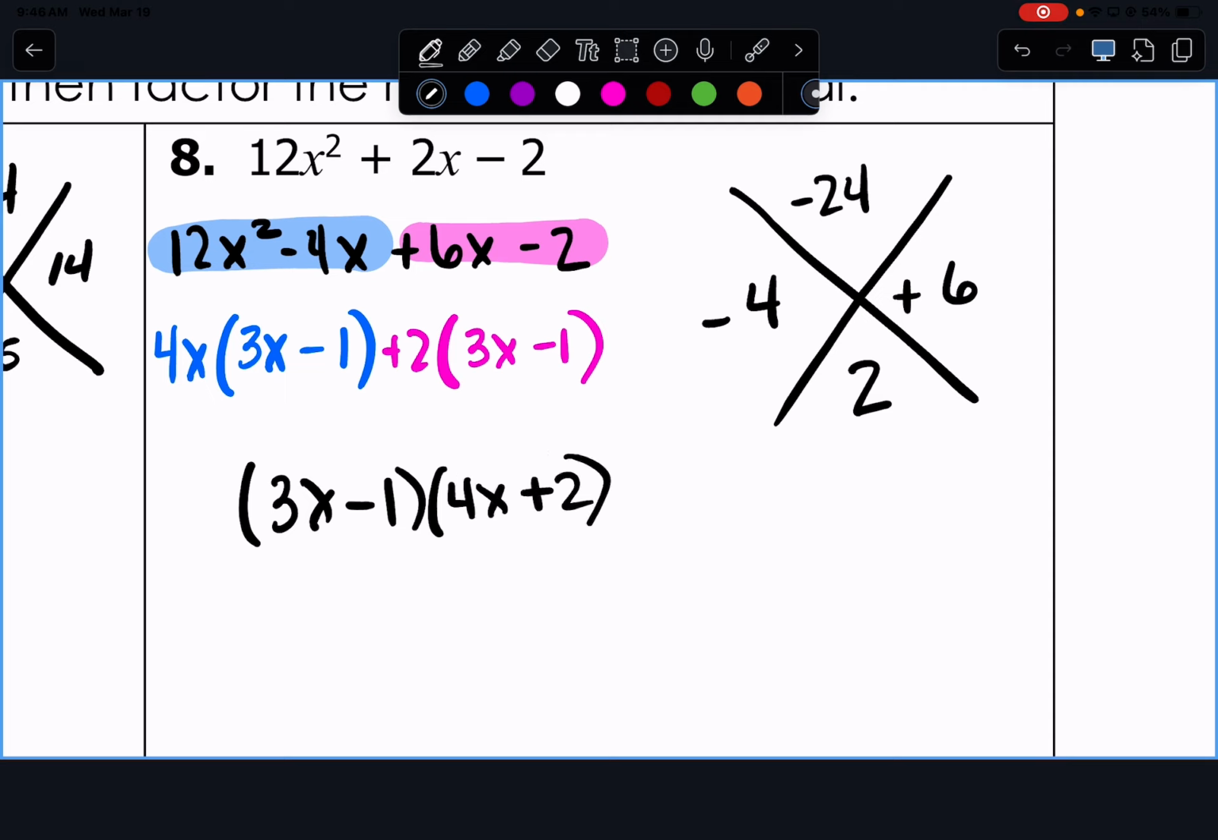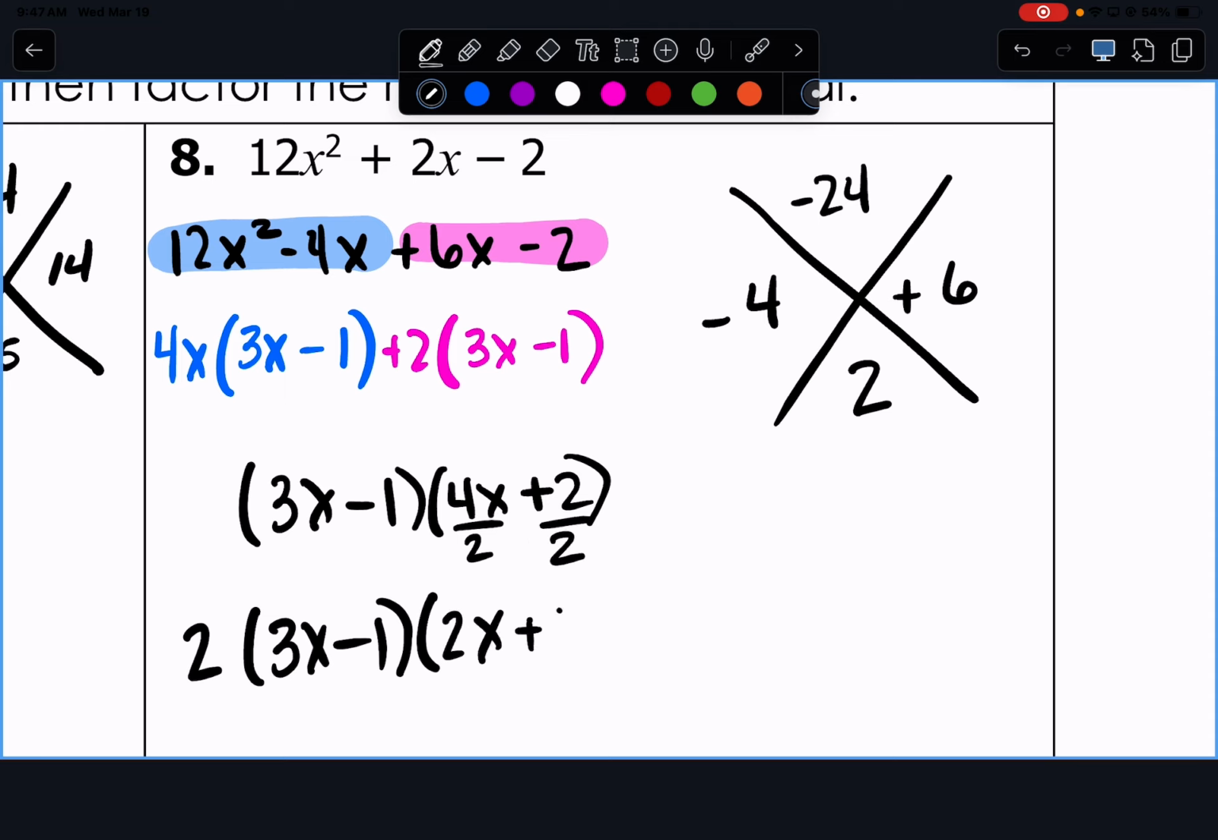Can I take a GCF out of 3x minus 1? No. Can I take a GCF out of 4x plus 2? 2. And so 4x divided by 2 would be 2x. 2 divided by 2 is 1. You can take your GCF out at the end if you would like. It is entirely up to you. I do not care which way you do it.